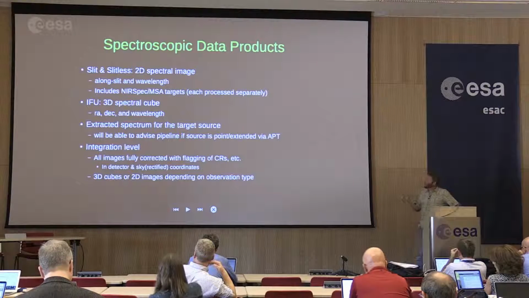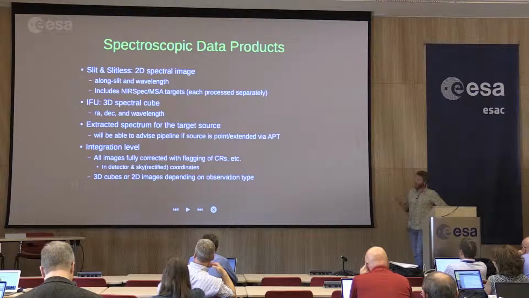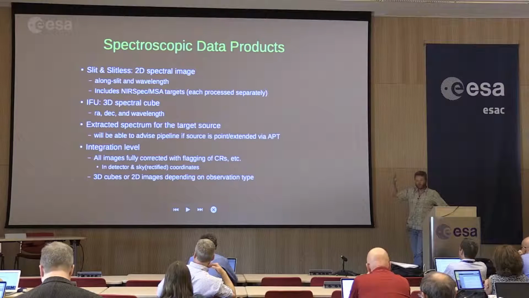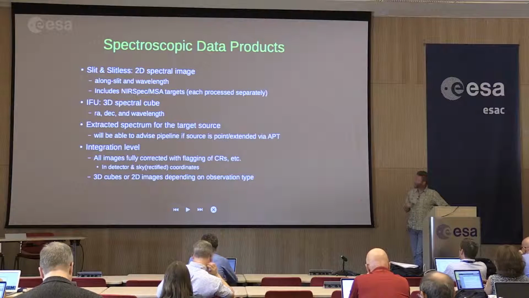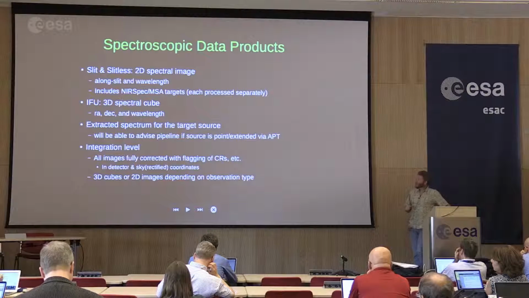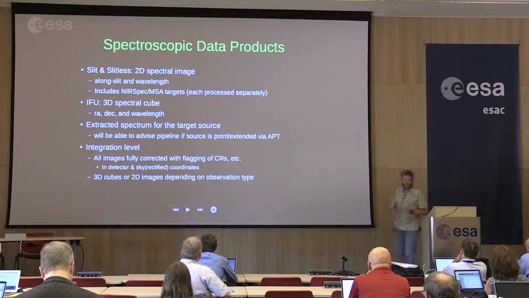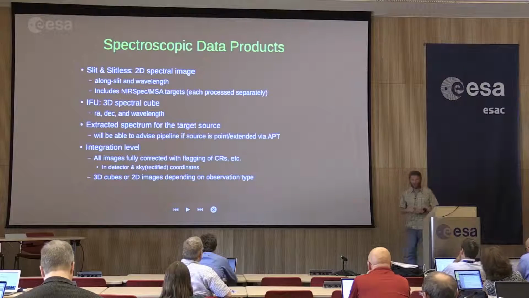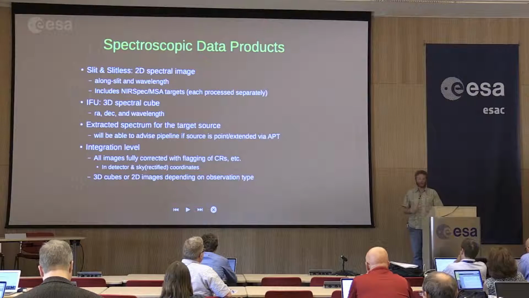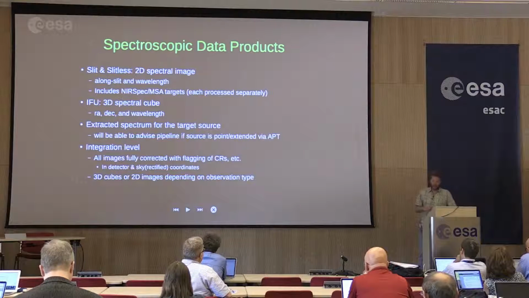For the IFU, we'll have a spectral cube, with RA, Dec, and wavelength, or sky coordinates. If you pick some different coordinates, you can get it run in that. We'll also do an extracted spectrum of the target source. And you will be able to say whether or not your source is point or extended in APT when you set up your observation. And that is advice to the pipeline on how to do the spectral extraction and what calibrations to use. Particularly important for NIRSpec.